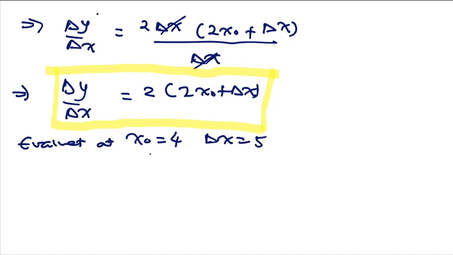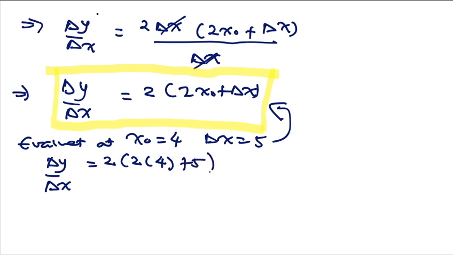So what we need to do is very simple already. We just need to substitute x naught equals 4 and change in x equals 5 back into this difference quotient. So here it is, change in y over change in x equals 2 times 4 in it plus 5. Okay, so here it shows you what? 2 times 8 plus 5 equals 2 times 13, finally equals 26. So that's it. All right.